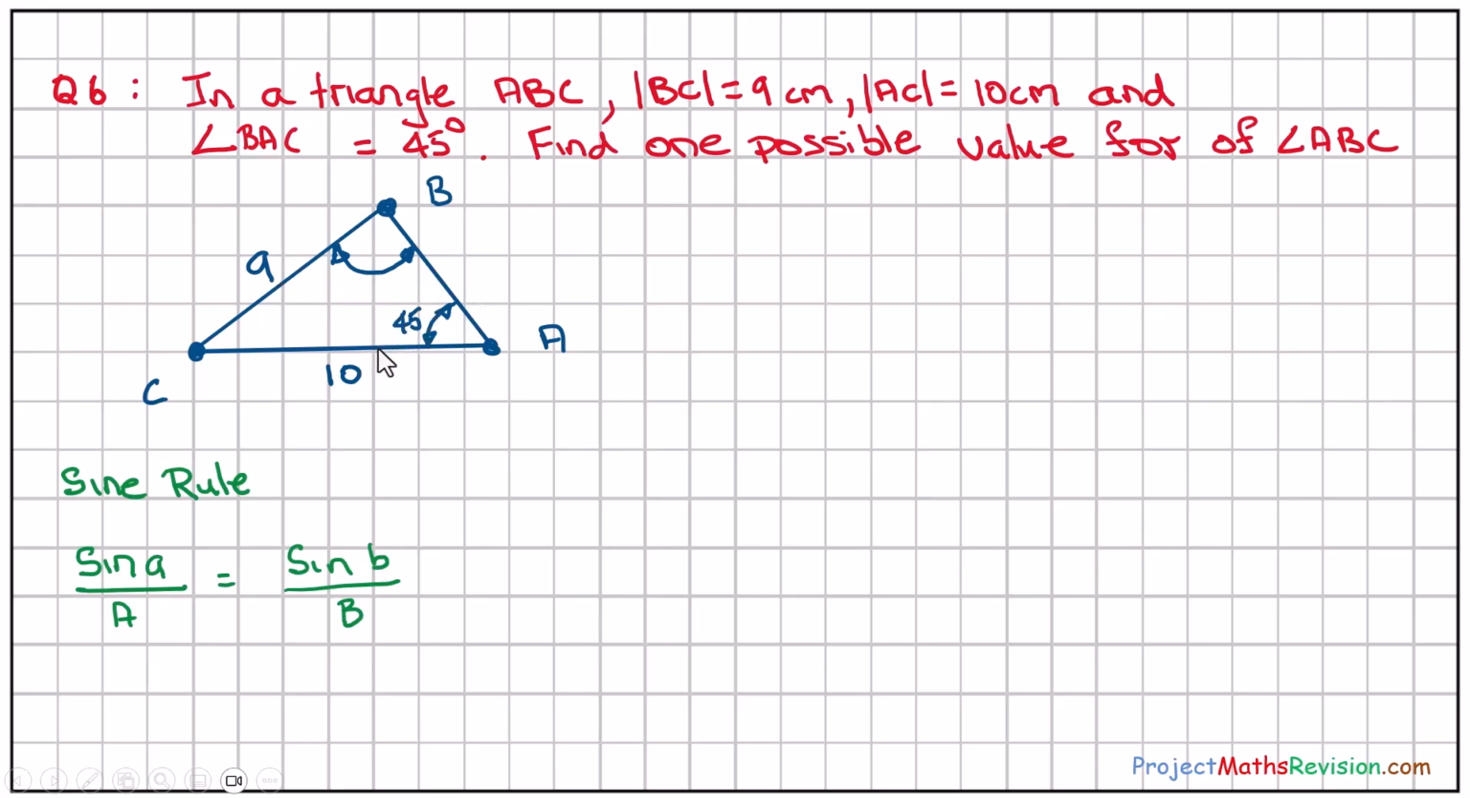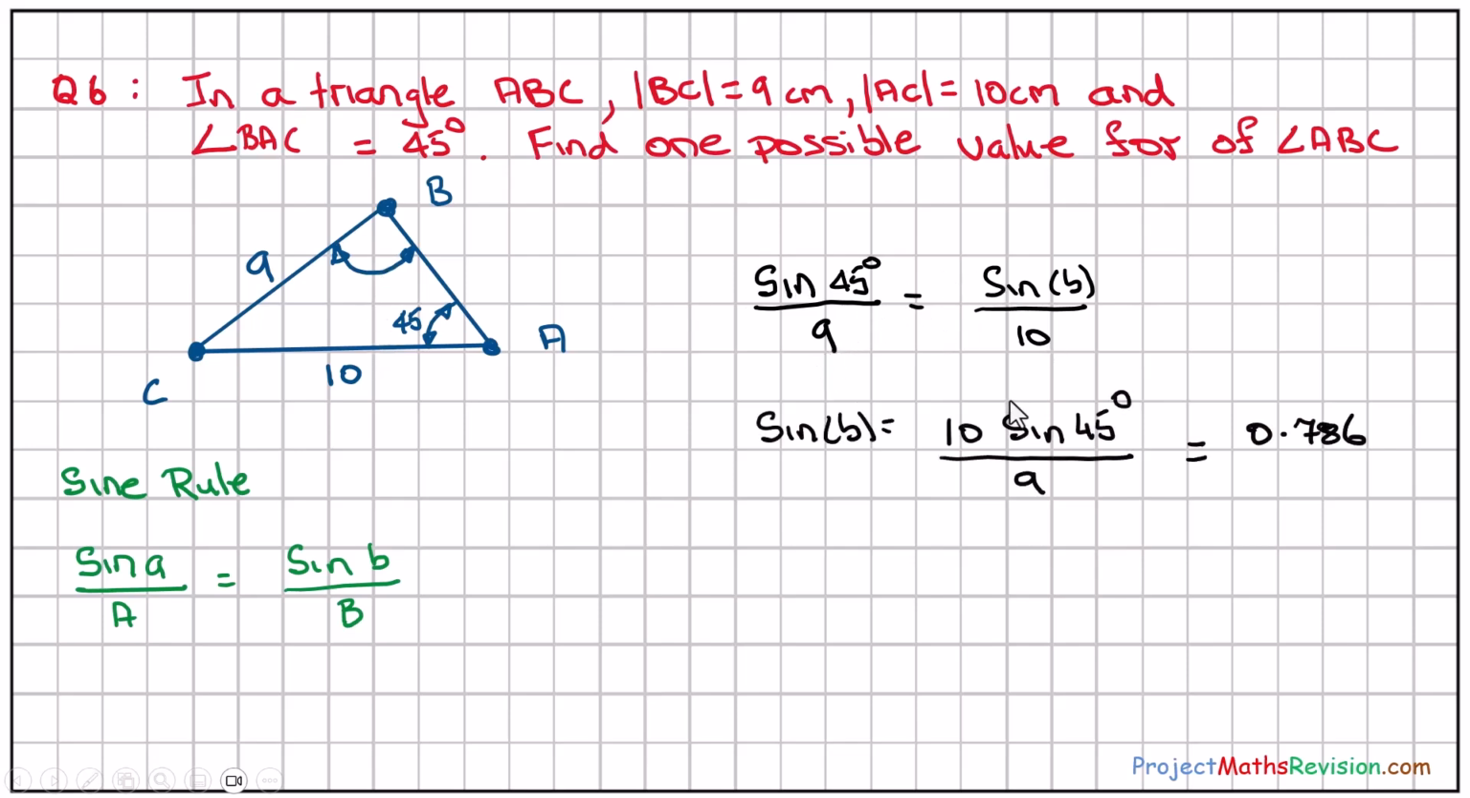So in this case, the angle A is 45 degrees. So it's going to be sine of 45 over the corresponding or the opposite side, which is 9, is equal to the ratio of sine of B over 10. We cross multiply and we get sine of B is 10 times sine of 45 over 9. And if we calculate this, we get 0.786. So if sine B is 0.786, B is the inverse sine of 0.786, which works out to be 52 degrees.